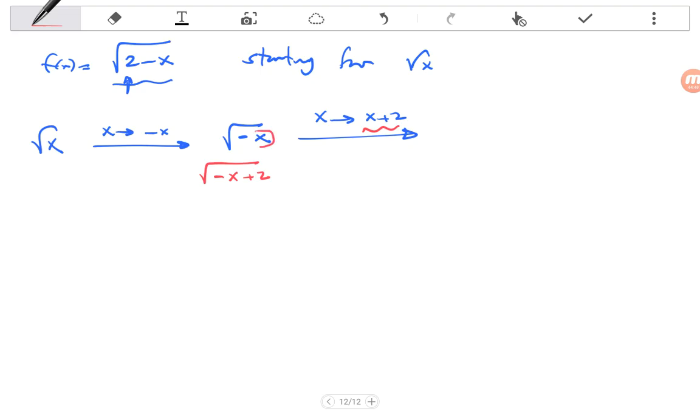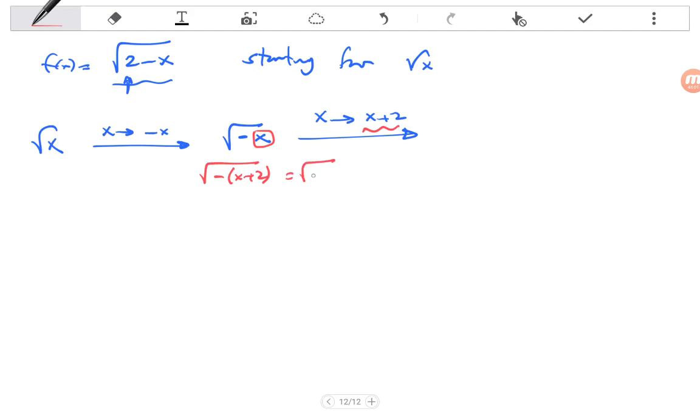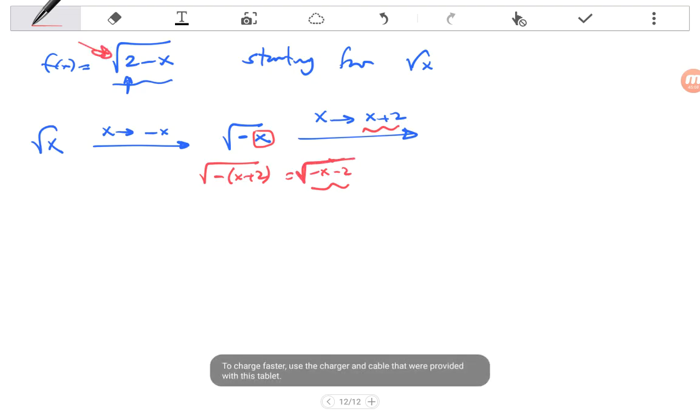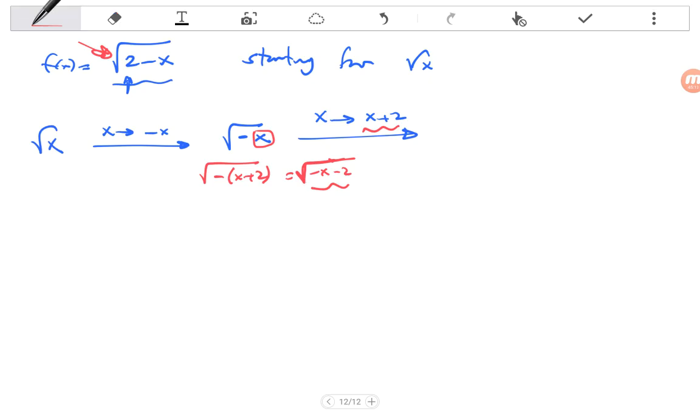No. I need to replace every x with x plus 2, so that will be a bracket like this. In this case, the result will be root of negative x negative 2. Is that equal to the targeted form of the function? No. So this is not the suitable transformation.